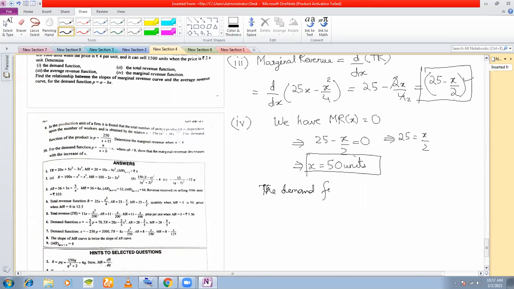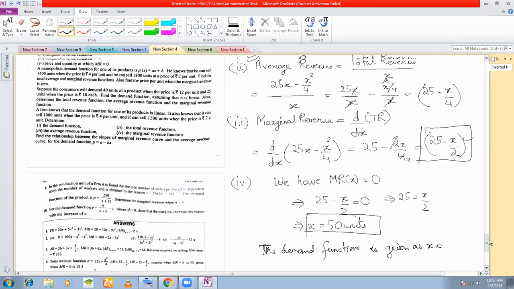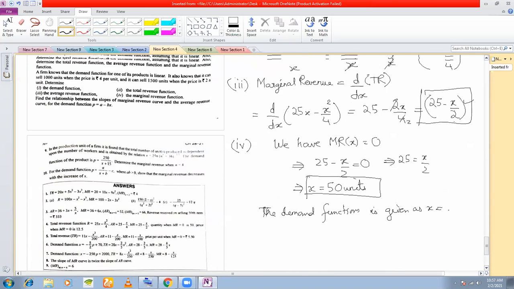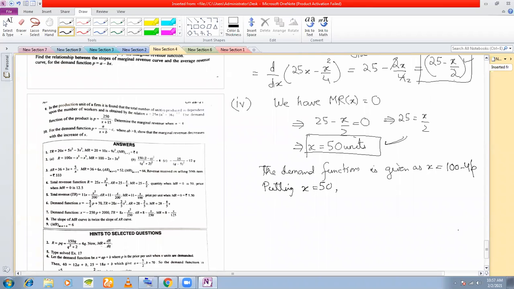the demand function is given as x is equal to 100 minus 4p, right? Putting x is equal to 50. What is the output here at which marginal revenue is 0? 50, right? So what is the price at which marginal revenue is 0? You put x is equal to 50 in this to get the corresponding price.